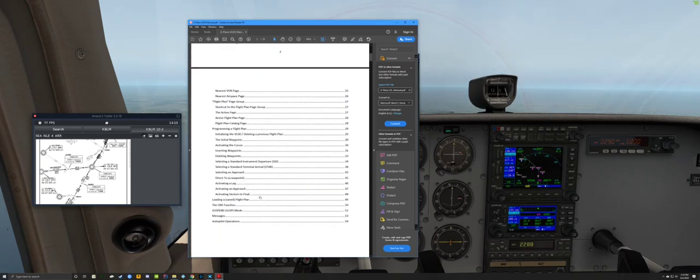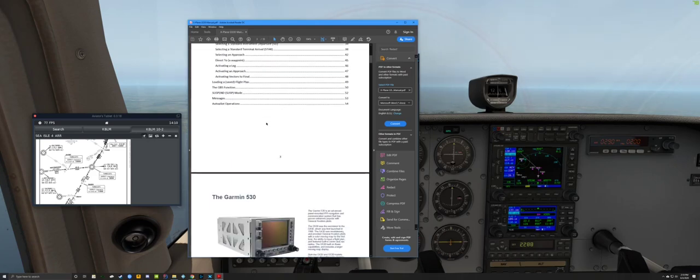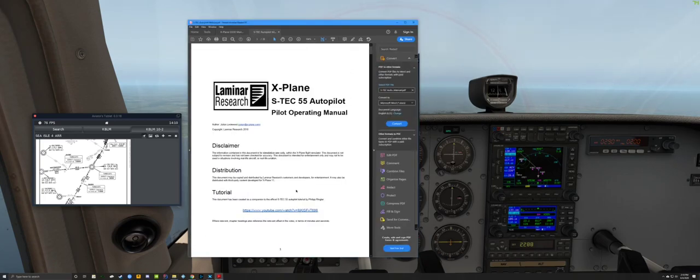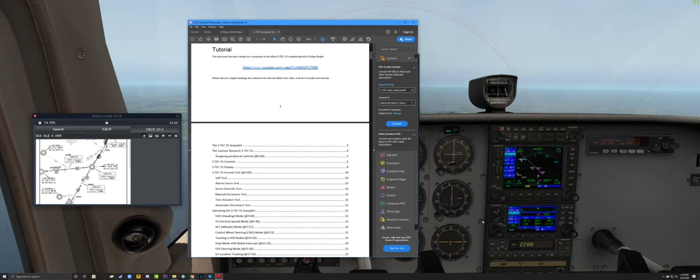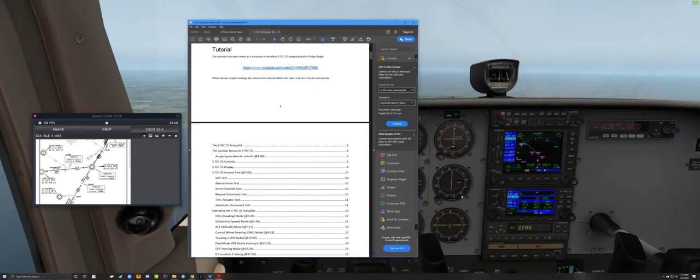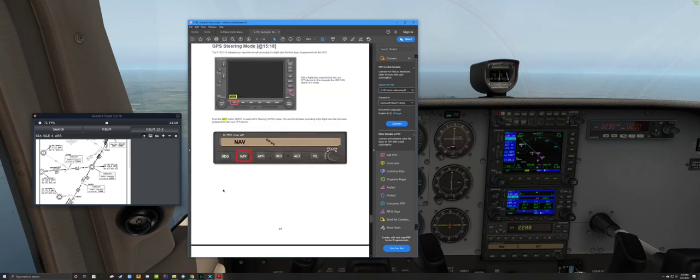Now I know it's here, I'm just missing it. Oh, I'm sorry, I'm in the wrong documentation. The Autopilot unit, also this thing here, the control box, the S-Tec thing, is modeled off of a real world unit that is commonly installed in these aircraft, and it'll tell you here's how you use it. GPS steering mode right here.